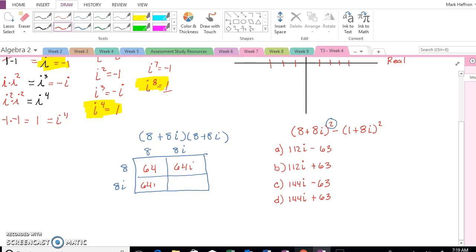Same thing here, 64i. 8 times 8 is 64. i times i is i squared. But remember, i squared was negative 1. So this really becomes negative 64 in here, making these 0. And so we have 64i plus 64i out of the first term.